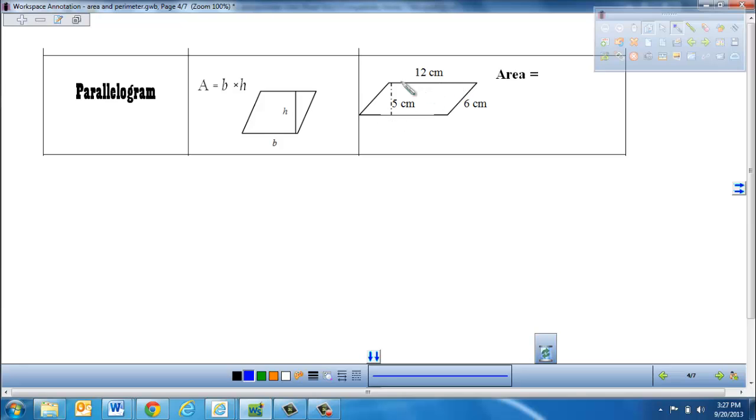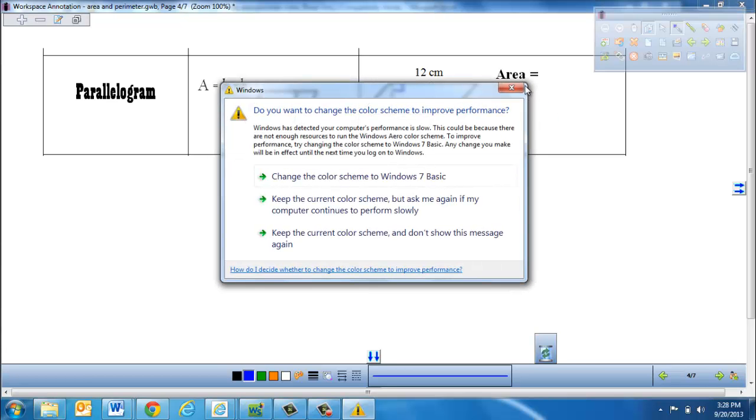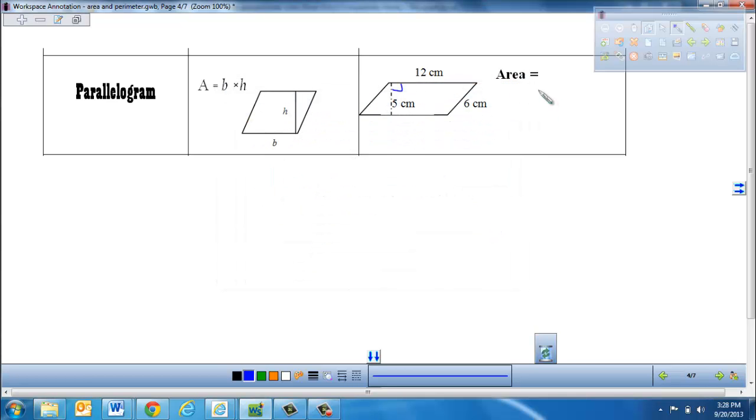So we're going to use that as the base because the height, which is perpendicular to it right here, is 5 centimeters. They've given you another measurement here, which is the side of the parallelogram, but we're not going to use that when we find the area. All right, so I'm going to plug in my base, 12, times my height of 5. That equals 60, and then my label would be centimeters squared.